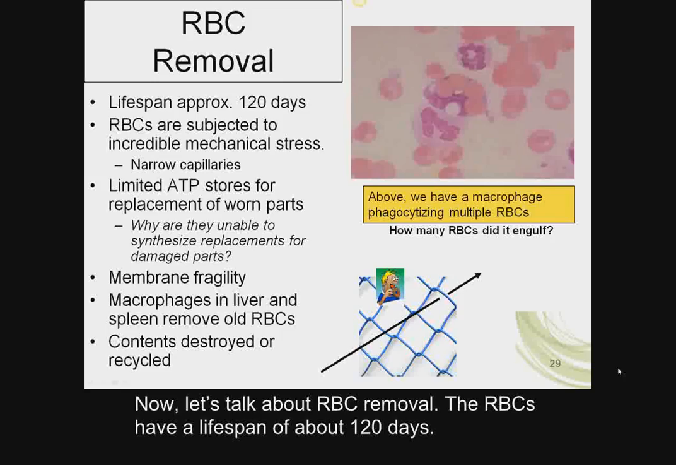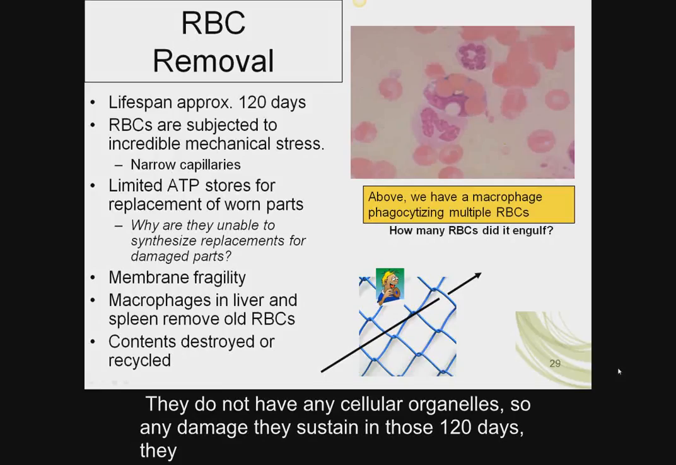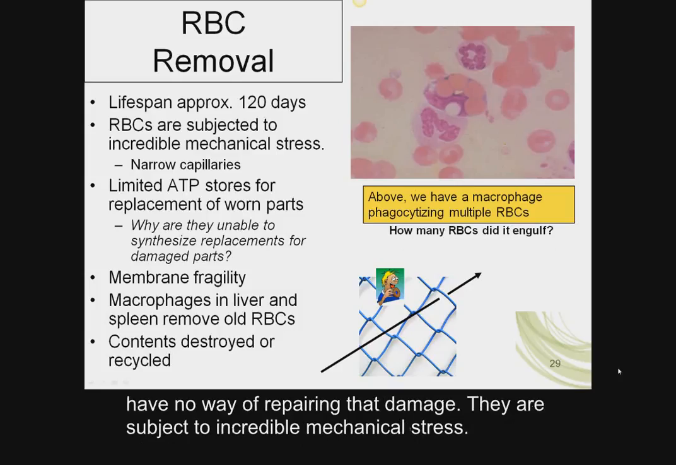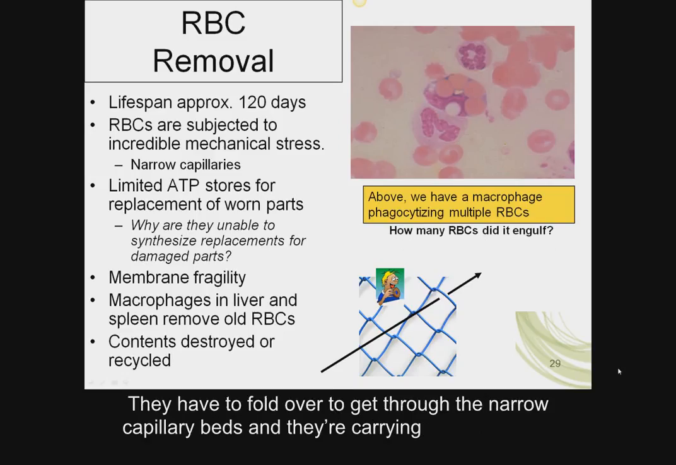Let's talk about red blood cell removal. The red blood cells have a lifespan of about 120 days. They do not have any cellular organelles, so any damage they sustain in those 120 days, they would have no way of repairing that damage. They are subject to incredible mechanical stress. They have to fold over to get through narrow capillary beds, and they're carrying oxygen.